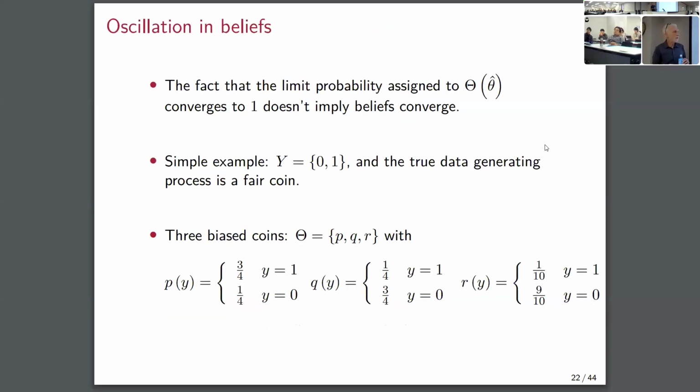You can see the truth is 50-50. You can't learn 50-50 because it's not in the prior. But intuitively, which processes are the best match for 50-50? It's the 1/4, 3/4. So P and Q are equally good at matching 50-50, and R is out. So Berk tells us the beliefs are going to put weight only on P and Q.